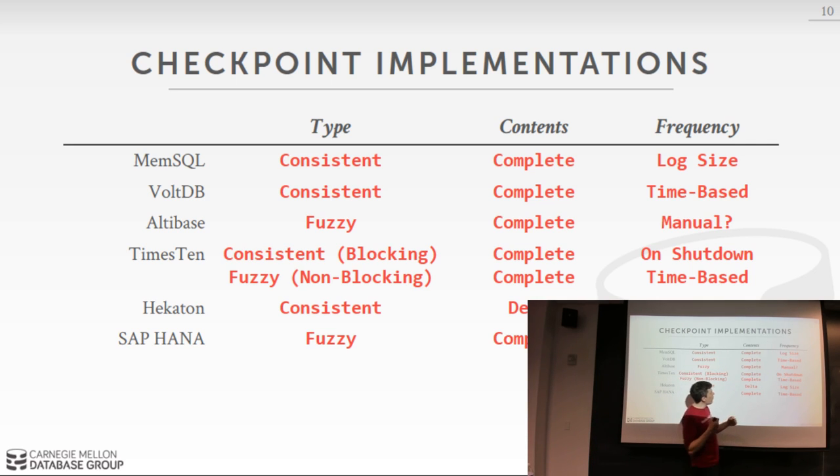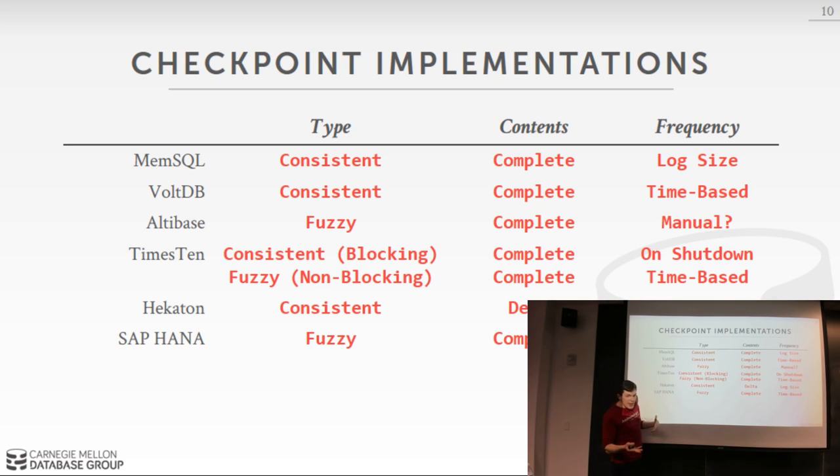And then in terms of when they actually take a checkpoint, you can see that all the systems do different things. In the case of TimesTen, they'll do a consistent checkpoint that blocks all transactions when you shut down the system, but then during regular runtime, they'll do one that's time-based, and that'll actually be a fuzzy checkpoint. Both of these are time-based, MemSQL's is log-based, Hekaton's is log-based, and HANA is time-based. In terms of the type of checkpoints, AltaBase is going to be doing fuzzy checkpoints, and this is expected because they're doing two-phase locking. Same thing for TimesTen.